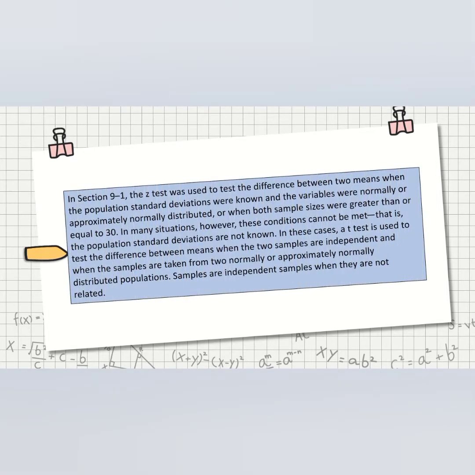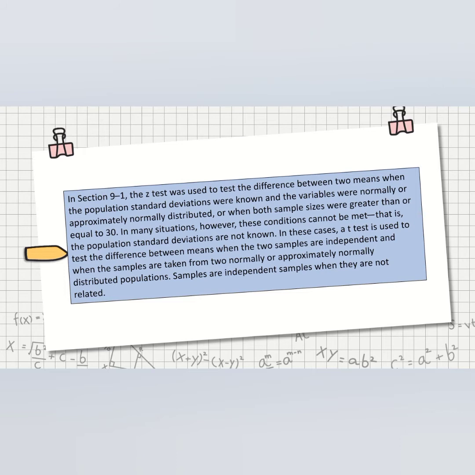In section 9-1, the z-test was used to test the difference between two means when the population standard deviations were known and the variables were normally or approximately normally distributed, or when both sample sizes were greater than or equal to 30. In many situations, however, these conditions cannot be met. That is, the population standard deviations are not known.